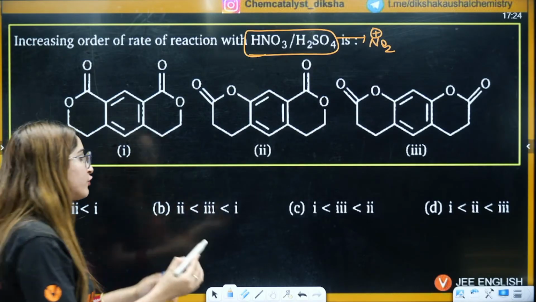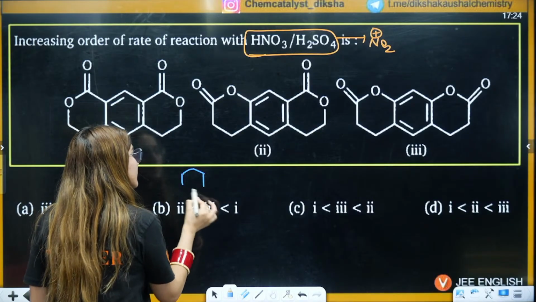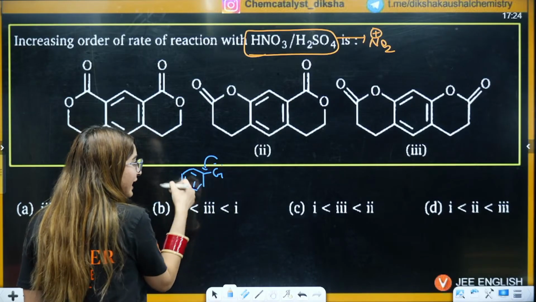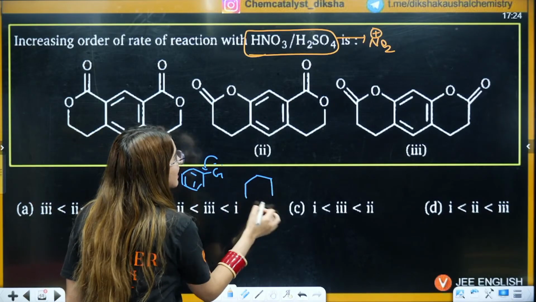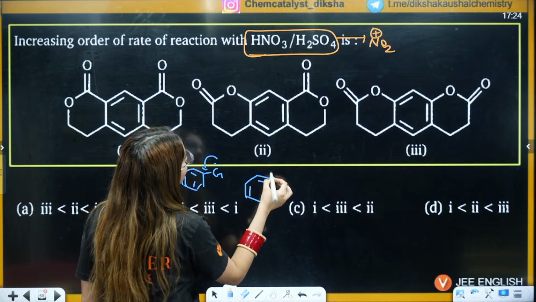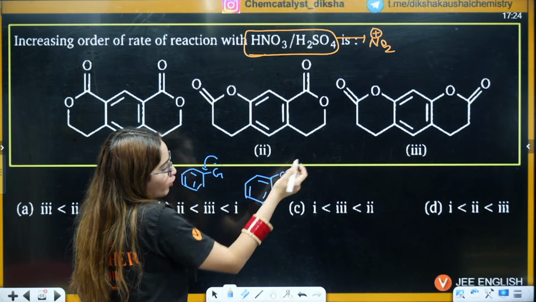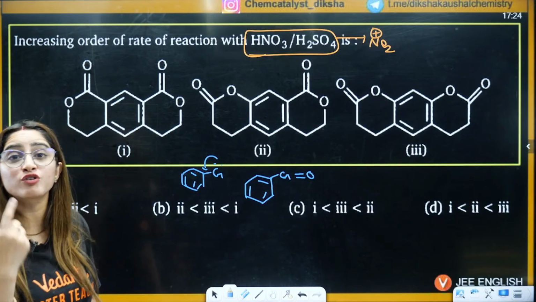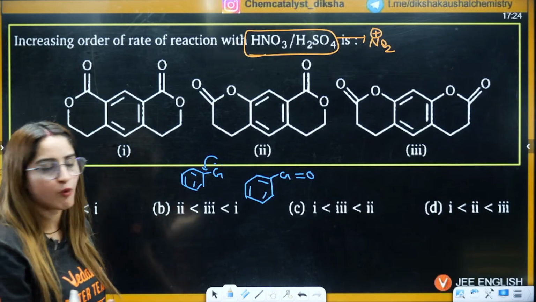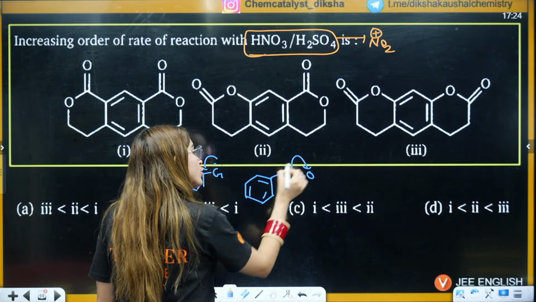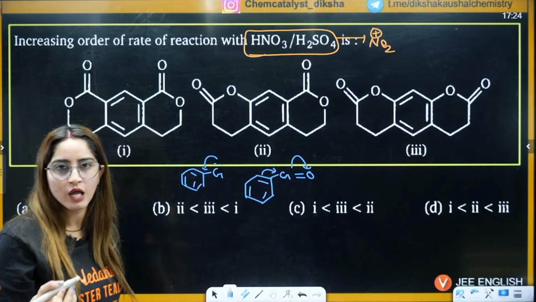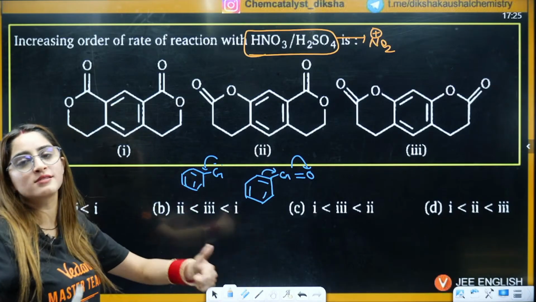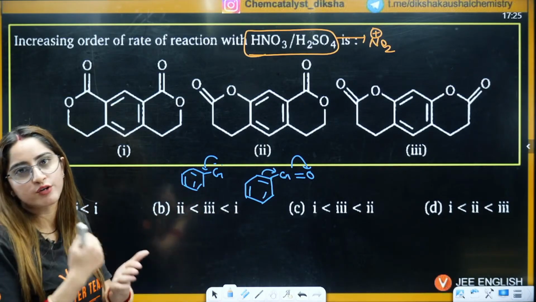And we know that if benzene is attached to any group that has lone pairs, it will donate the electrons. If benzene is attached to any group or atom which is further attached to an electronegative element with a multiple bond, then it will show you the minus I effect. It will take away the electron. So here it is increasing the electron density. More is the electron density, more is the attack of the electrophile, right?